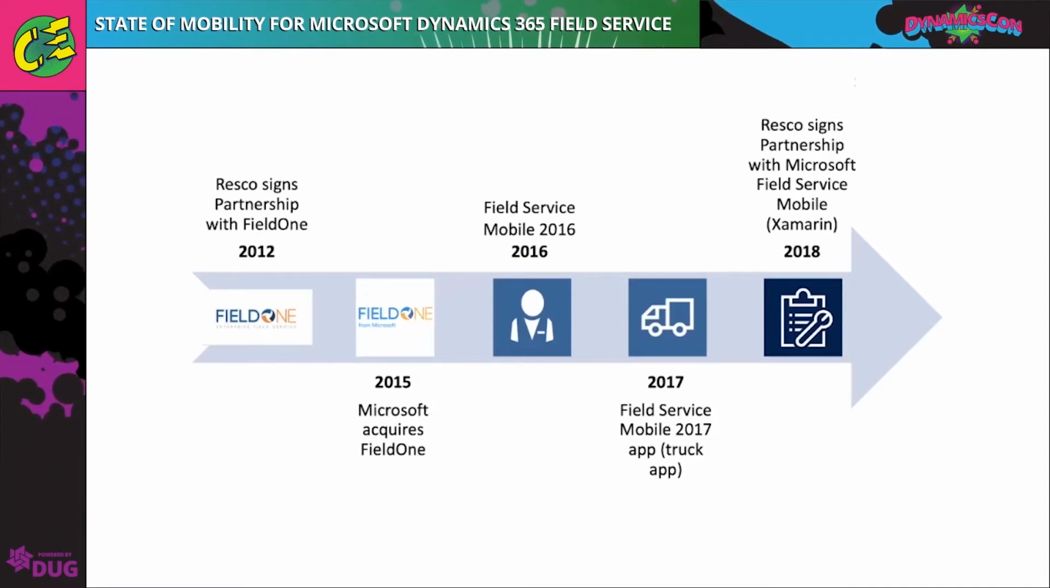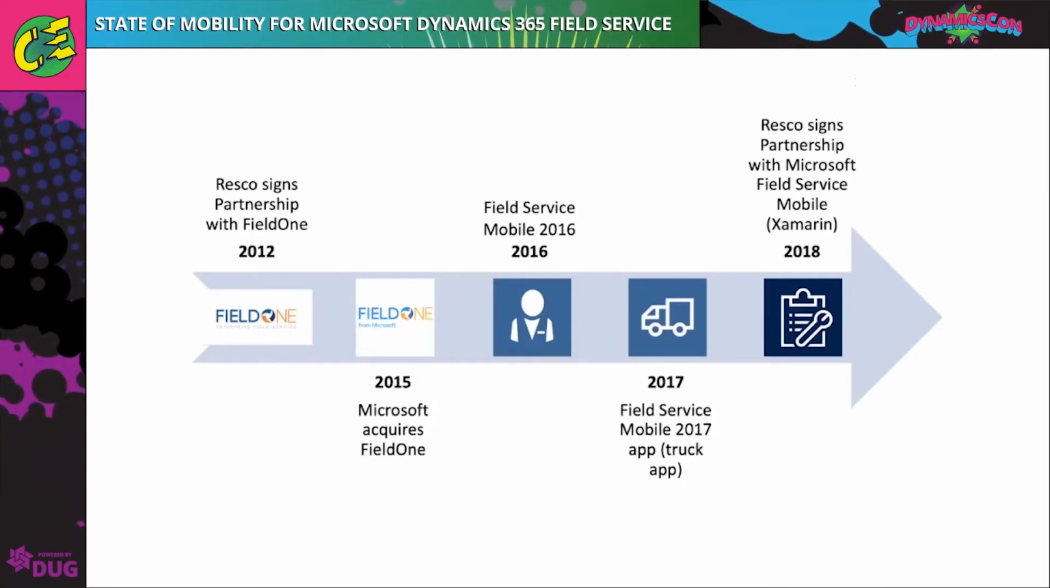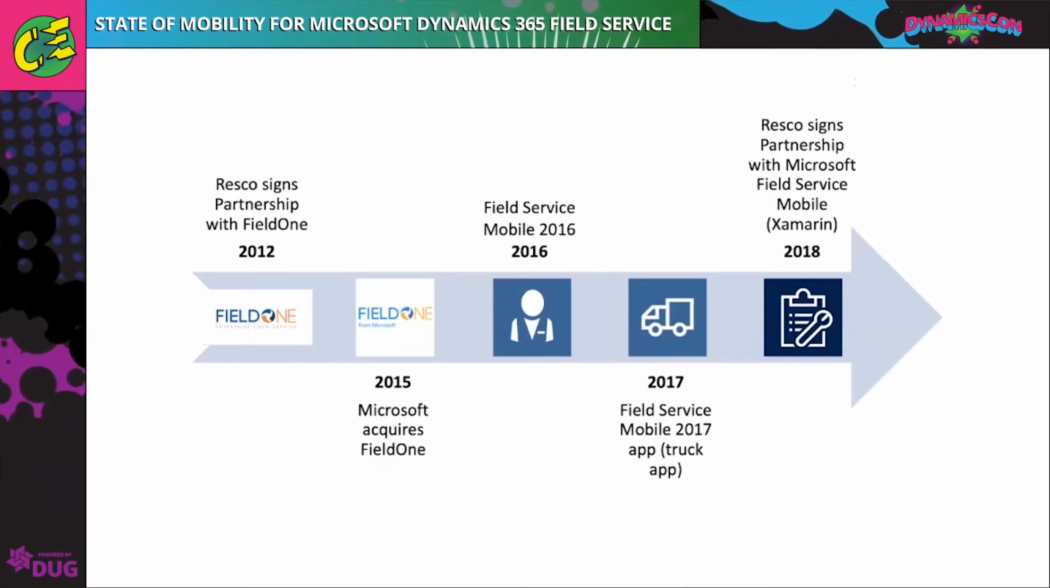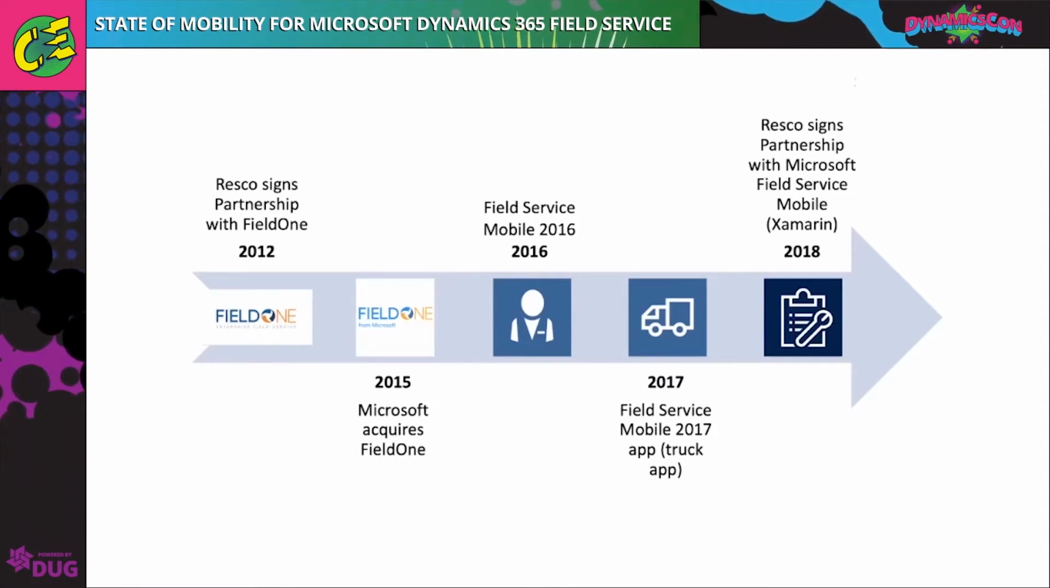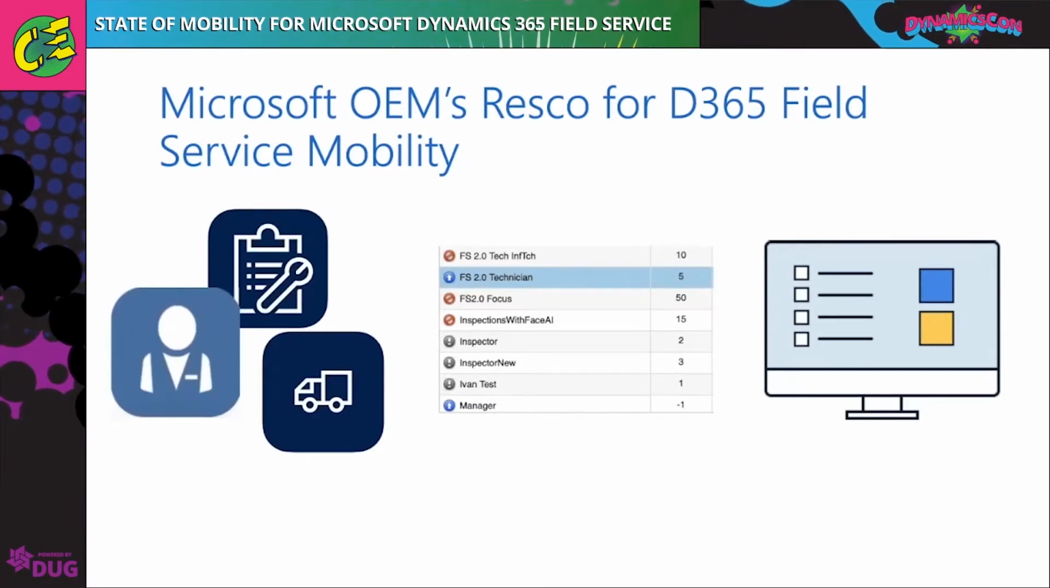If you heard that, that was the one. That was all under the umbrella of our existing agreement with Field One that was inherited by Microsoft. But in 2018, Microsoft and Resco decided to make this an official cooperation and partnership between the two companies. And that's when we signed the partnership directly with Microsoft, and Microsoft released their version of Microsoft Field Service Mobile, often nicknamed as the Xamarin application. And that many of you, I'm sure you're familiar with, and many of our customers and your customers use it on a daily basis.